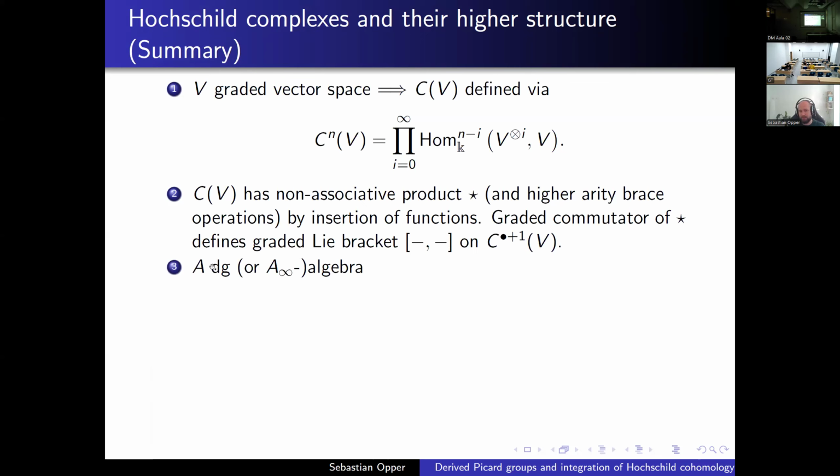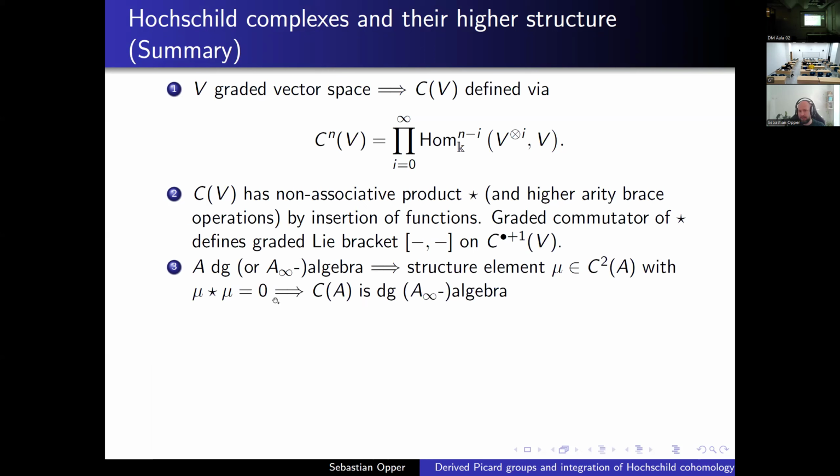And then if you have an extra structure on a vector space, a DG or an A-infinity algebra, then you get a structure element we talked about, and this has the property that the composition product with itself is 0. And then you can use all of this to put the same type of structure on the Hochschild complex, which is compatible with everything because it all comes from the braces. So it's compatible with the Lie bracket, and then the shifted Hochschild complex is a DG algebra. So everything we've seen already before, just on one slide.